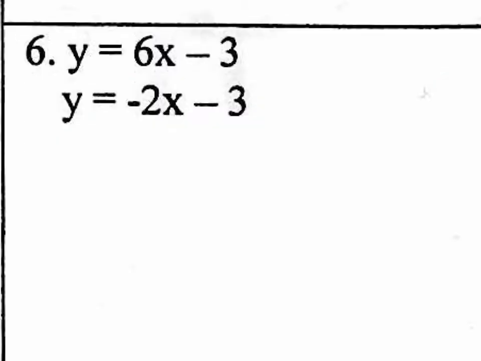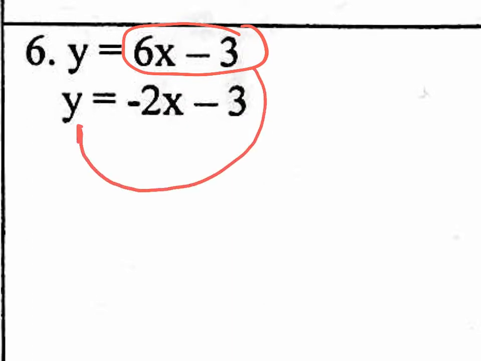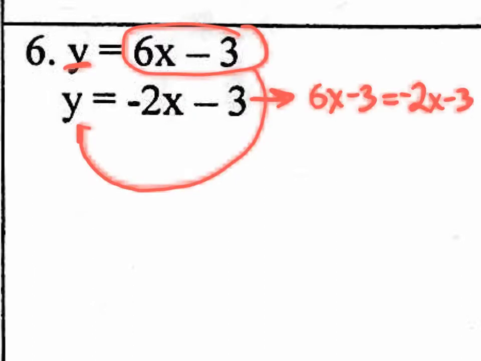Number 6. Is substitution a good idea? I mean, it could be. You could pick an equation, and you could get a variable by itself. Both equations already have y by itself. So you could just take that top equation and take that 6x minus 3 and plug it into the other equation into the y position, because y equals that stuff. So my new equation would be 6x minus 3 equals negative 2x minus 3. And of course you have an equation with x, and you could just get x by itself on one side of the equal sign. You could solve and get your answer.